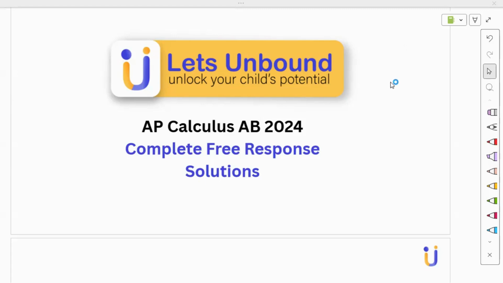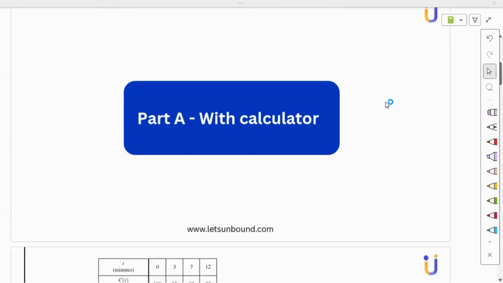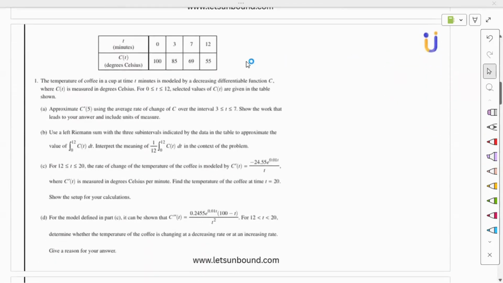Let's start. This is the first question, and yes, the first part is with calculator, so we can use a TI instrument or decimals. The first question is calculus based, of course. A table of values of a function is given. The temperature of a coffee in a cup at time t minutes is modeled by a decreasing differentiable function C. C of t is measured in degrees Celsius, and for t from 0 to 12, selected values are given here. Then we need to solve the four parts, so we're going to break it down by each subpart. Let's go with the first one.